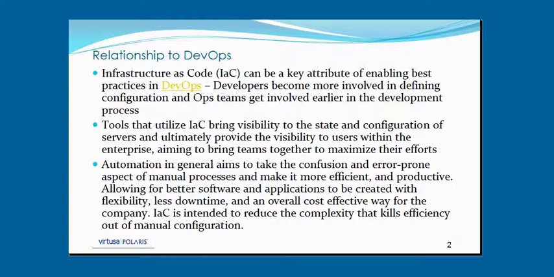Last but not least, automation in general aims to take the confusion and error-prone aspect of manual processes and make it more efficient and productive, allowing for better software and applications to be created with flexibility, less downtime, and an overall cost-effective way for the company. IaC is intended to reduce the complexity that kills efficiency out of manual configurations.